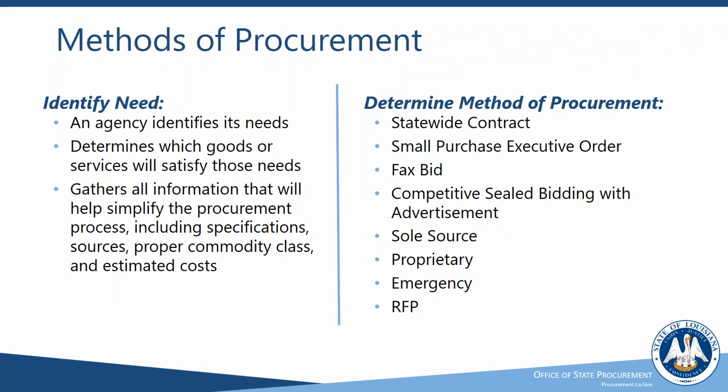Secondly, you need to determine the method of procurement, which could be any of the following: statewide contract, small purchase executive order, fax bid, competitive sealed bidding with advertisement, sole source, proprietary, emergency, RFP. To some extent, these are in the order that you should be attempting to do them. If we've got a statewide contract, we'd prefer to go that route because it's already been procured, down to an RFP being one of the more complicated things we have to do, and an emergency being limited on competition. So that's why those are last.